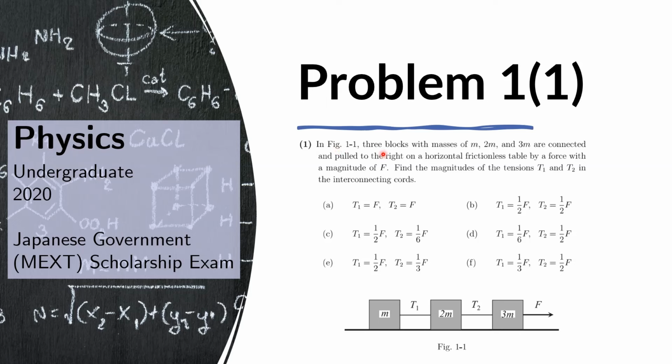In figure 1.1, three blocks with masses of m, 2m, and 3m are connected and pulled to the right on a horizontal frictionless table by a force with a magnitude of F. Find the magnitudes of the tensions T sub 1 and T sub 2 in the interconnecting chords.